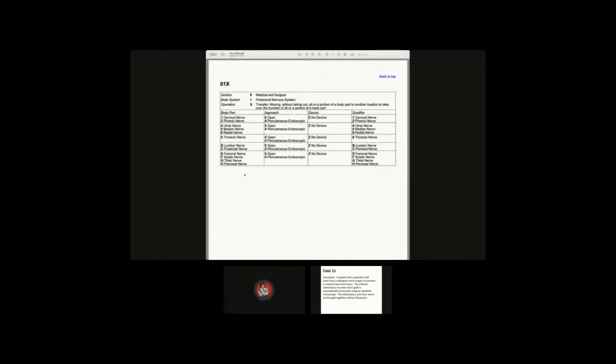Now we need to know the approach. The approach was open. There was no device. And the qualifier is the ulnar nerve. So it was the interosseous to the ulnar. So final code: 01X50Z4.